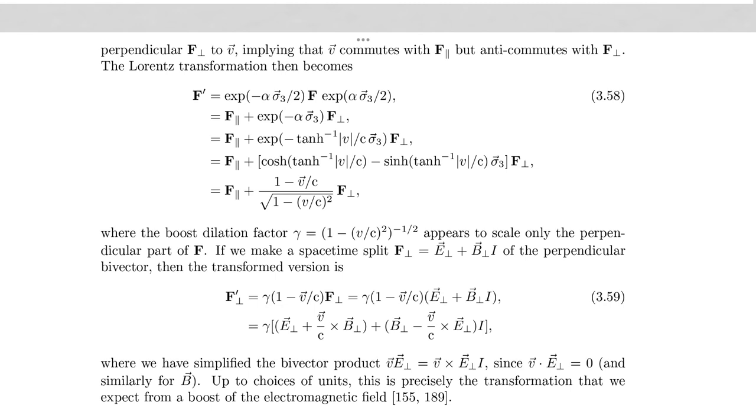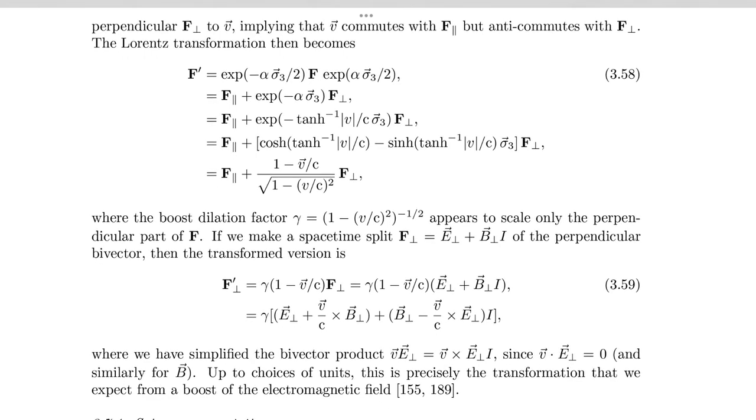But when we do that, we know that the parallel part will commute with the bivector. The bivector piece of F that is parallel to the bivector V will commute with V, but the perpendicular part will anti-commute, right? We've done that before. We've talked about how when you look at these bivectors and these geometric products, commutation and anti-commutation isn't clear, except in the cases where they're parallel or perpendicular. When they're parallel, they commute. When they're perpendicular, they anti-commute.